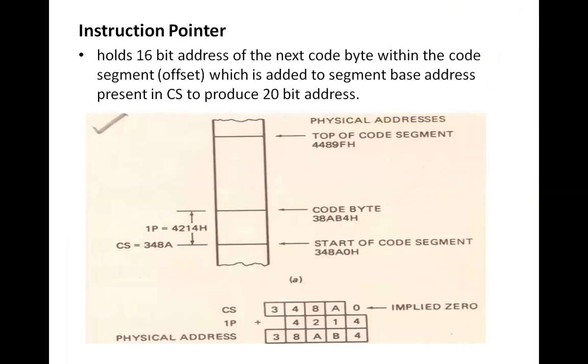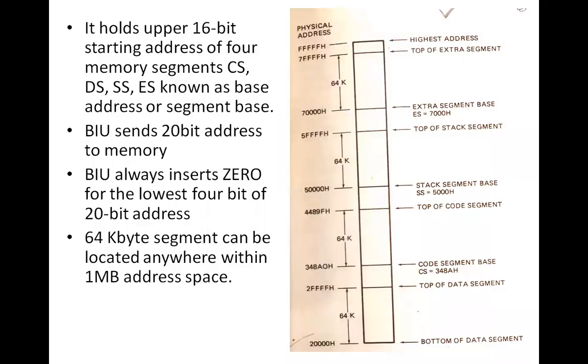Now let us discuss the instruction pointer. The instruction pointer in the 8086 microprocessor acts very much similar to the program counter in the 8085. The purpose of using the instruction pointer is to provide the address of the next instruction to be executed. Now, which is the next instruction to be executed? Suppose we are talking about the code segment. The code segment base is 348A. So the starting address of the code segment will be 348A0.